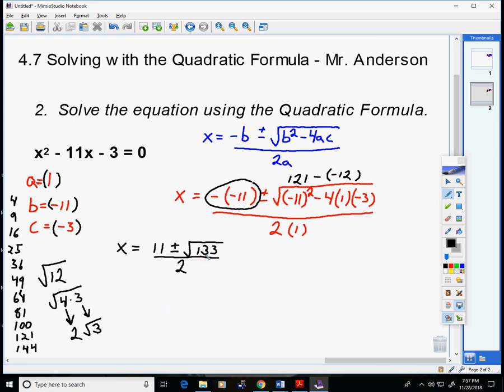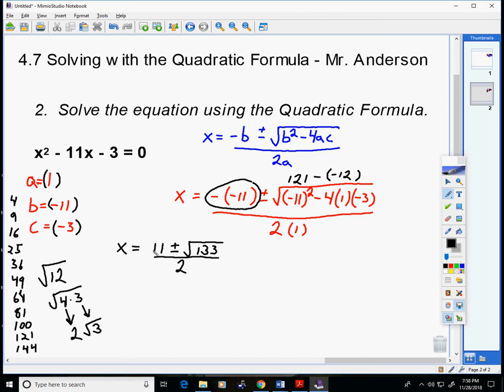This cannot be simplified. And if they don't tell you to use a decimal approximation, leave it as an exact answer. This is an exact answer right here. If I take the square root of 133, I'm going to get some sort of decimal, and now I'm only at an approximation. So just leave it like this right here. And they'll usually tell you, give the exact answer using fractions and radicals as necessary.